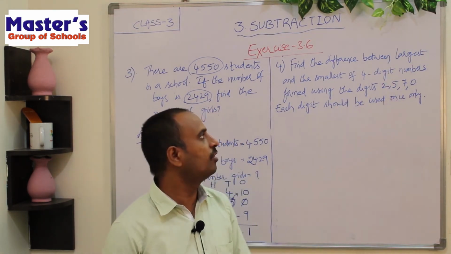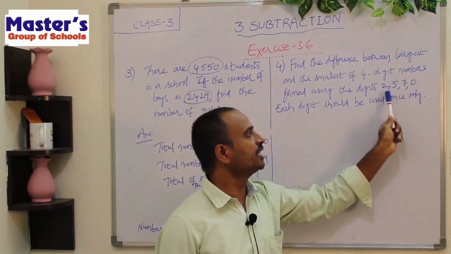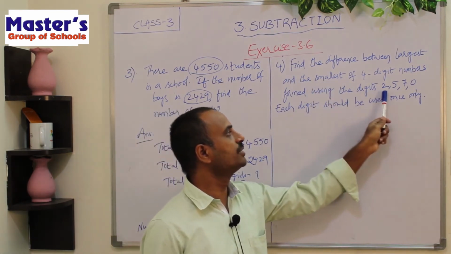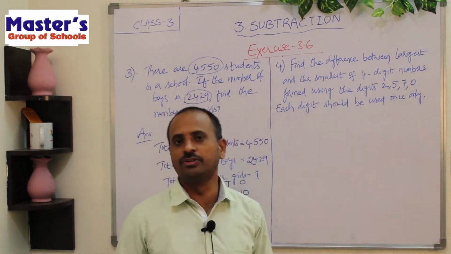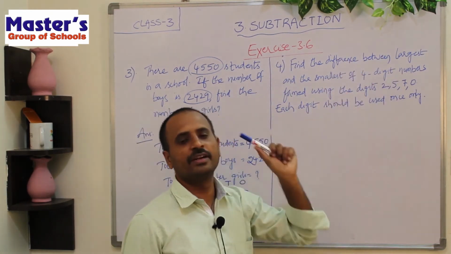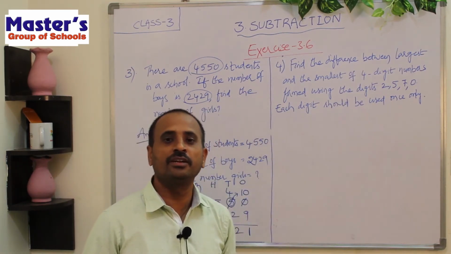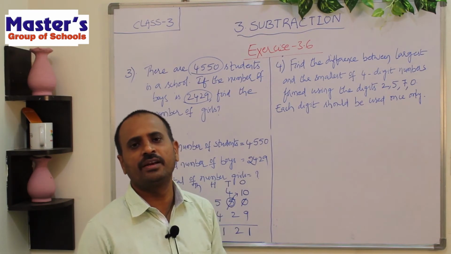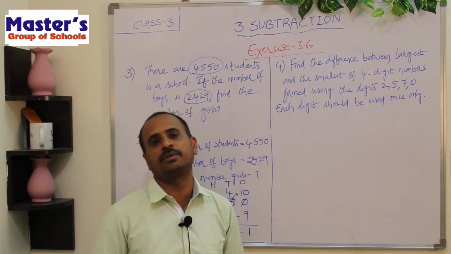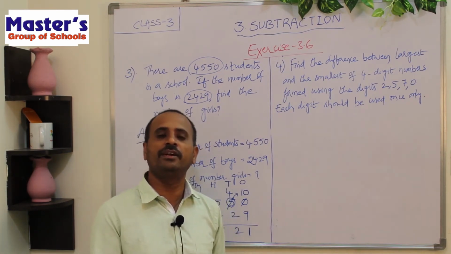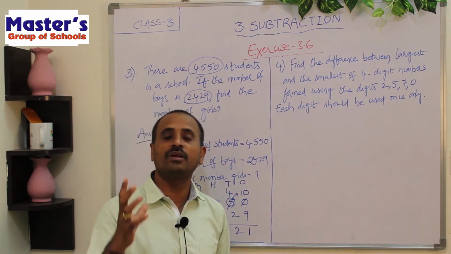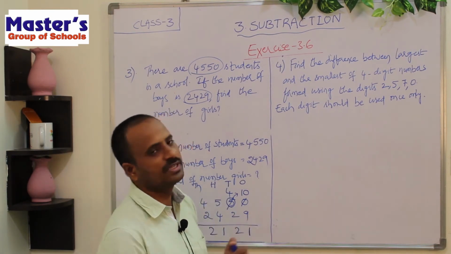Now first we have to form the largest number using these 4 digits. And next we have to form the smallest number by using these 4 digits. Then we have to subtract the smallest number from the largest number. Then we will get the answer for this problem. So children, how to form the largest number and smallest number from the given digits? We have already learnt in the first chapter how to form the largest number and smallest number by using given digits.